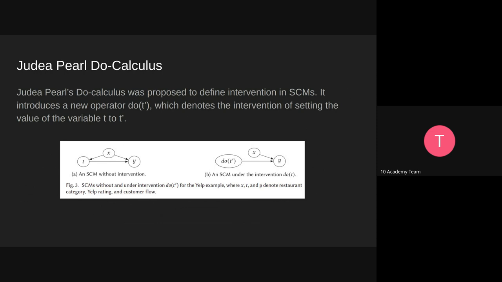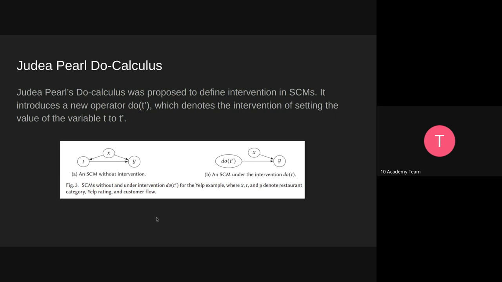Do calculus was proposed by Judea Pearl. It was proposed to define the intervention. So suppose we already know the causal relationship between our three variables. What we care about is to see how, if we change T to some value T prime, what will happen to Y, which in one example was the Yelp review and the number of customers. And to calculate that, we calculate this do of T prime.